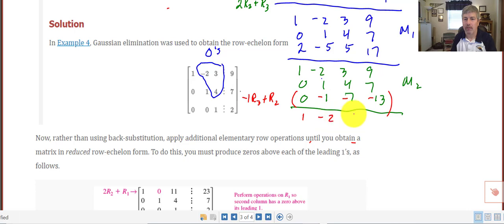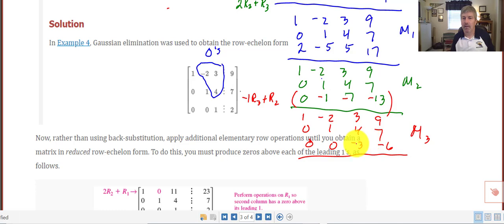Rewriting my first row, I get 1, negative 2, 3, 9. My second row also stays the same at 0, 1, 4, and 7. 0 plus 0 is 0. Negative 1 and negative 1 is 0. 4 and negative 7 is negative 3. And 7 and negative 13 is negative 6. Now I'm down to my third matrix here. The negative 3 and negative 6, if I just multiply all that by negative 1/2, I get the negative 1/3 matrix that we have here.